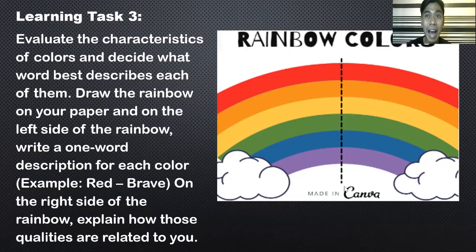And for the last task or learning task 3, evaluate the characteristics of colors and decide what word best describes each of them. Draw the rainbow on your paper, and on the left side of the rainbow, write a one-word description for each color. Example, red is brave. On the right side of the rainbow, explain how those qualities are related to you.